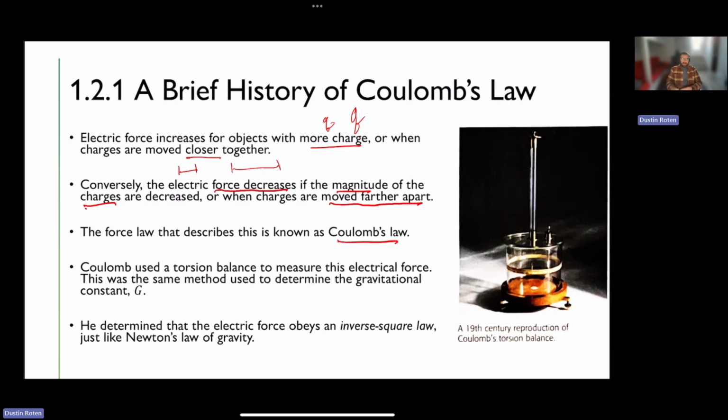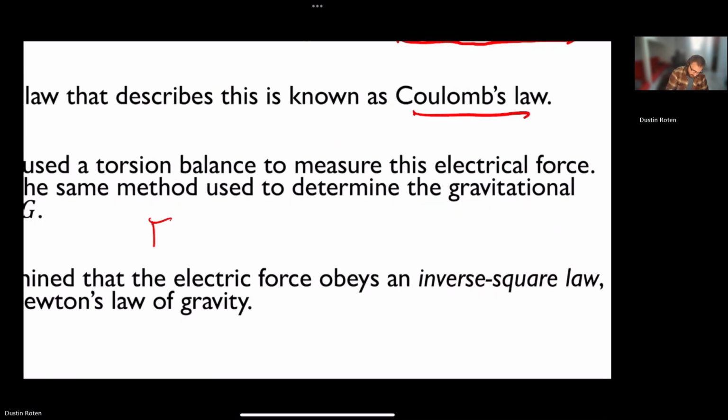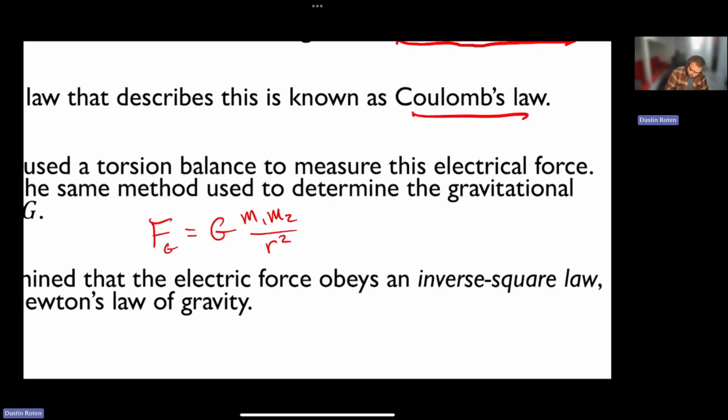And Coulomb actually used a torsion balance to measure this electrical force. This is the same method that was used to determine the gravitational constant. If you remember from Physics 1, I believe we only talked about it briefly, but if you have 2 massive bodies out in space, with their own separate masses, m1, m2, you can calculate the attractive force of gravity between them. The force due to gravity is big G times m1 m2 over r squared.